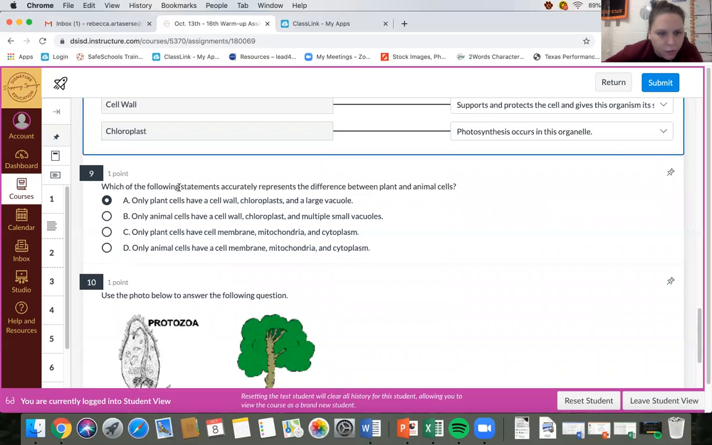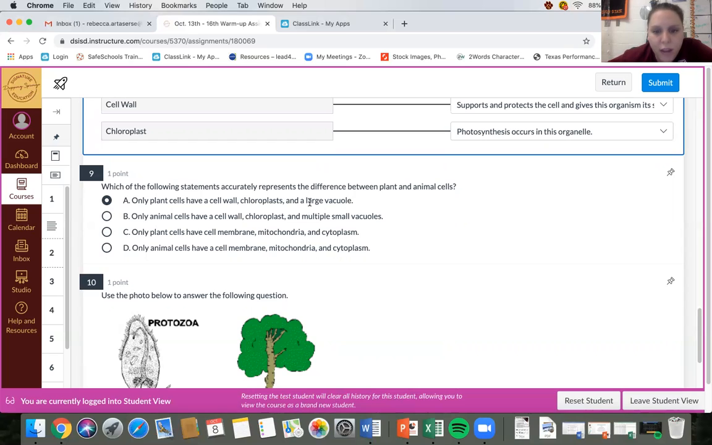Number 9, which of the following statements accurately represents the difference between plant and animal cells? So again, only plant cells have a cell wall, chloroplast, and large vacuole. Well, that makes sense because the cell wall to a plant is like a skeleton to a human. Chloroplast, you need chloroplasts to perform photosynthesis so they can create their own glucose, create their own food. They're autotrophic. Animals, we don't need to make our own food. We consume our own food. We're heterotrophic. So it makes sense that plant cells have chloroplasts and animal cells don't.